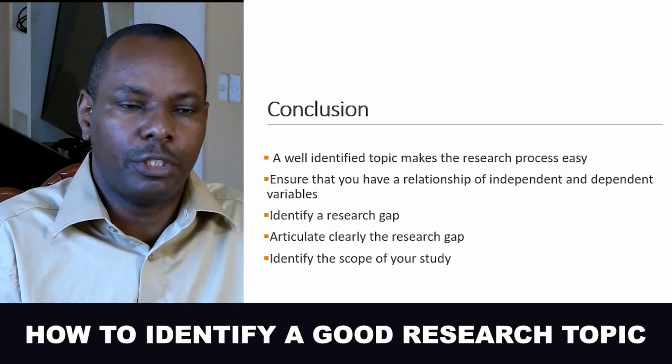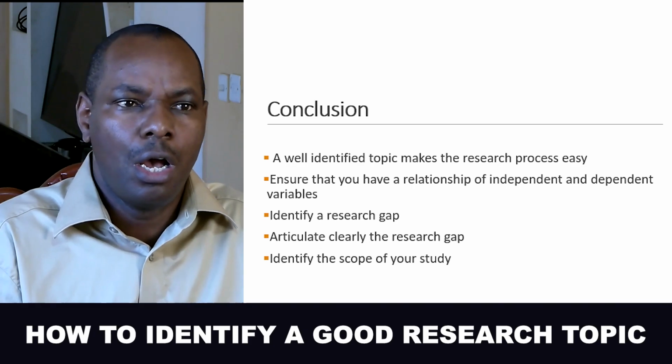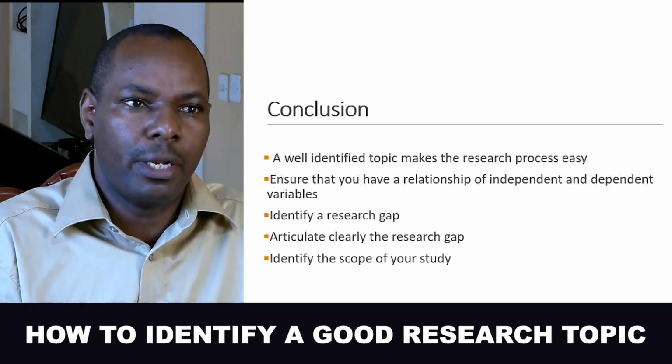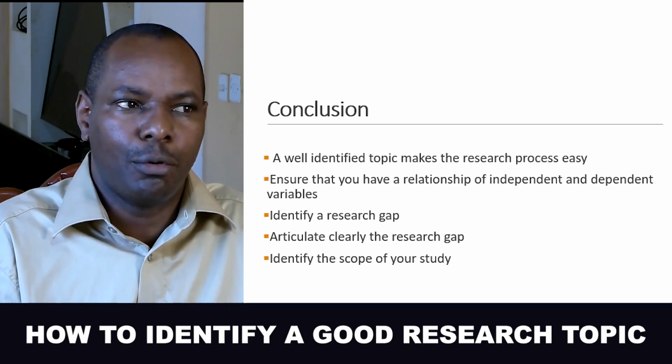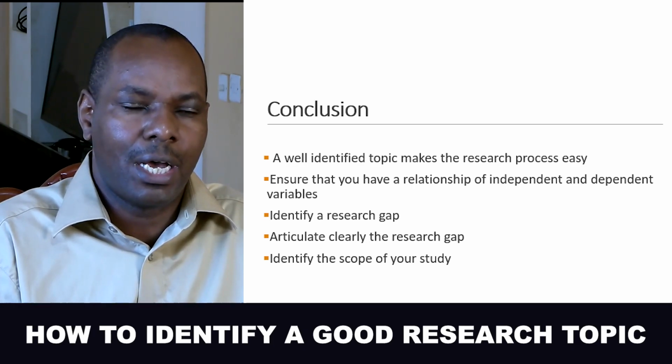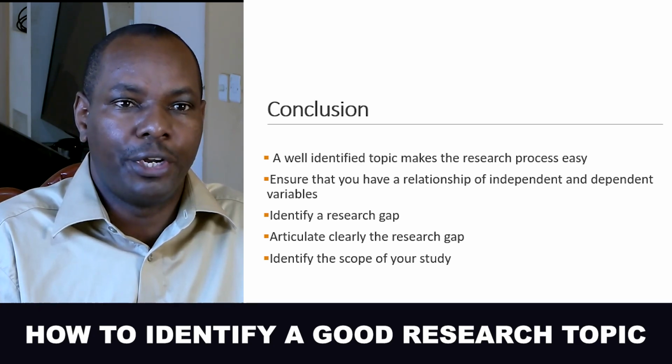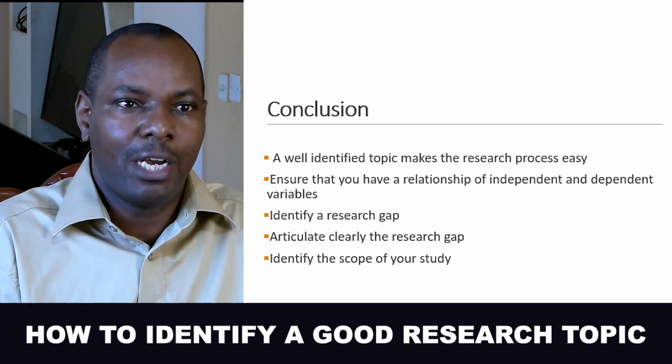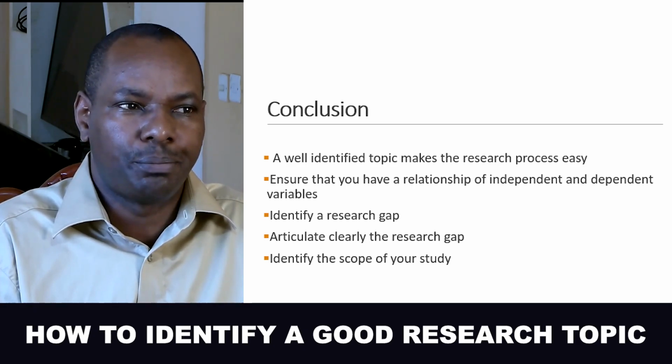Ensure that you have a relationship. Your topic or your study is discussing a causation or a relationship between independent variable A and dependent variable B. And if there are any other variables involved, for instance, an intervening variable, moderating variable, or control variable, you need to be able to identify them, and mention them in advance, even in your topic.